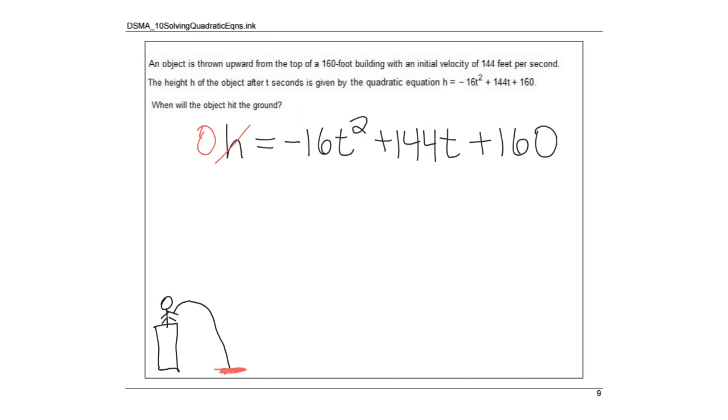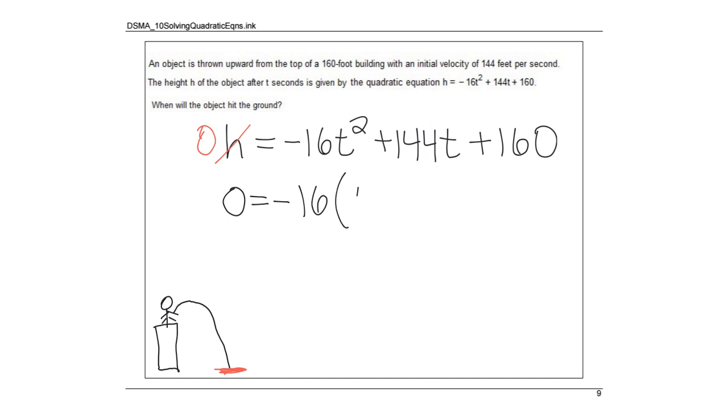Now, me personally, I do not want to multiply negative 16 times 160 and try to factor. So what I'm going to do first, I know that 16 goes into 16. I know that 16 goes into 160. So I'm going to double check and see if 16 goes into 144. Well, actually, it does. It goes in 9 times. So I'm going to go ahead and pull out the greatest common factor of negative 16.